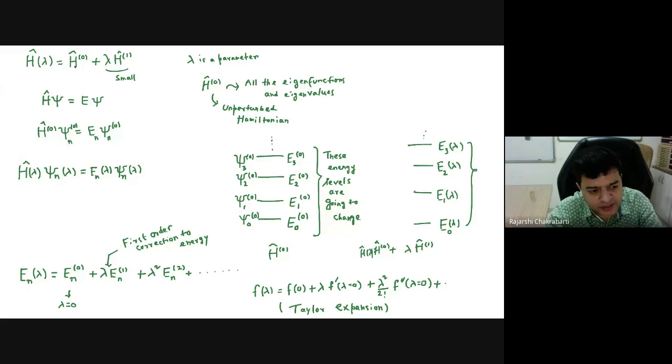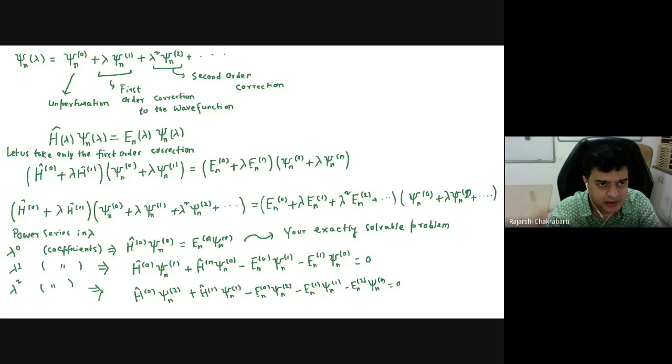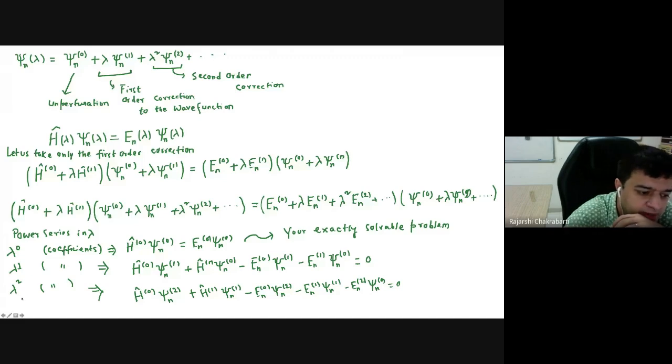So I just expand the eigenvalues and the wave functions in series of lambda, and I want to solve the equation H psi n equal to E n psi n. I expand this and then match the coefficients of lambda to the power 0, lambda 1, and lambda to the power 2.